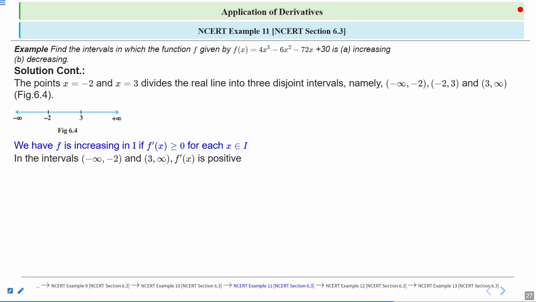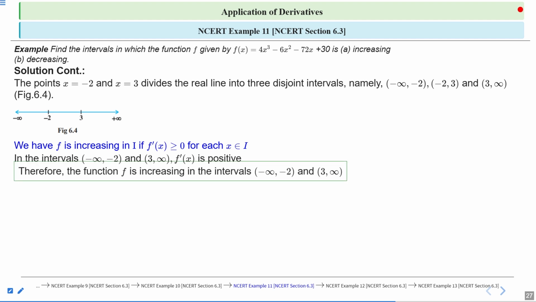So we have f is increasing in I if f'(x) is greater than or equal to 0 for each x belongs to I, in the interval minus infinity to minus 2 and 3 to infinity. So we can say that f'(x) is positive, right? Therefore, the function f is increasing in the intervals minus infinity to minus 2 union 3 to infinity. It is basically an increasing function, okay?